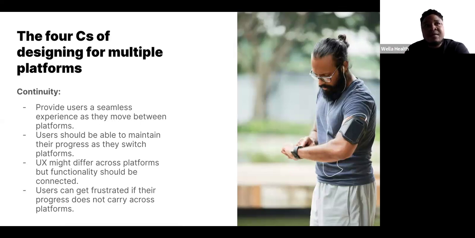Another example is, let's say when you're working out, you wear your smartwatch, someone sends you an email, you should be able to know on your smartwatch that somebody has sent you an email. Whether you decide to read it on your smartwatch or not is a different question. But you should be able to know that something has happened on that app if you have that app on your smartwatch, right? So that's continuity.